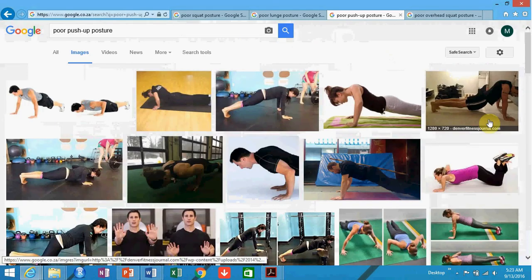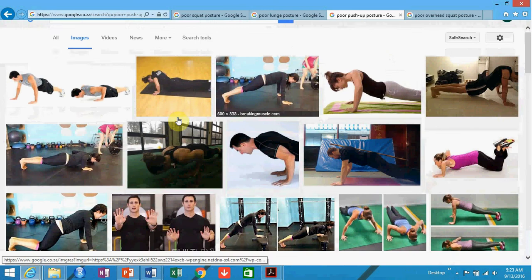So here's your client. He's busy doing a push-up. What level on the functional movement screen would you place him? Then how would you modify the activity? Same goes here. What makes a good push-up position and what does not make a good push-up position?